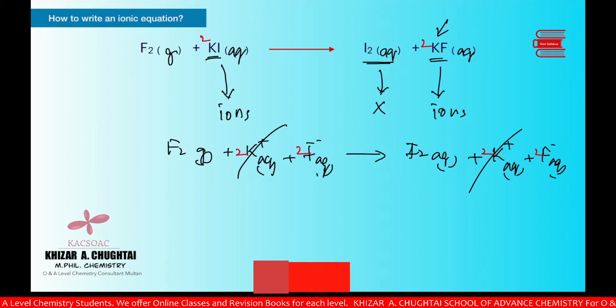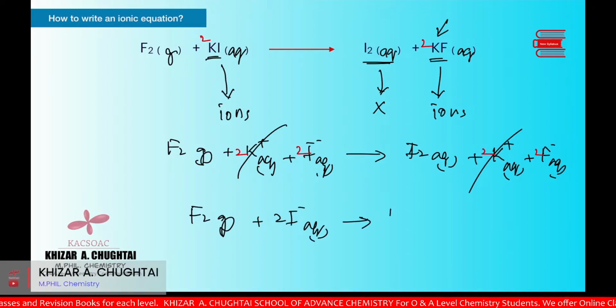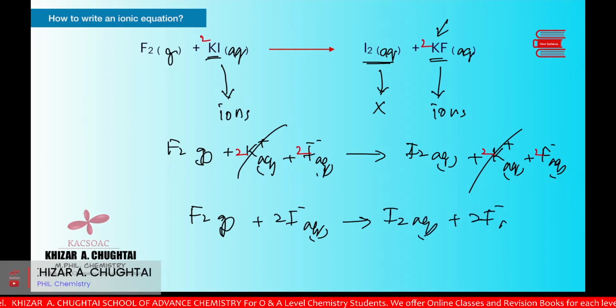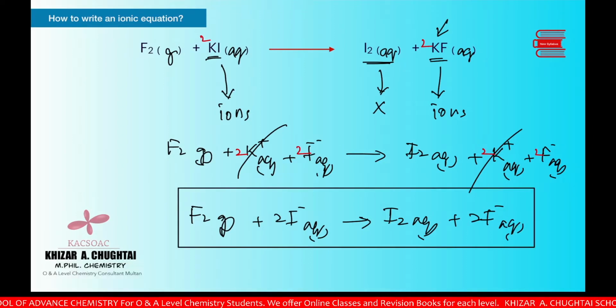So the remaining equation will be F2 gaseous plus 2 I negative ion aqueous goes to I2 aqueous plus 2 F negative ion aqueous. This is the final equation that is said to be the ionic equation for this said reaction. Come towards the next example.